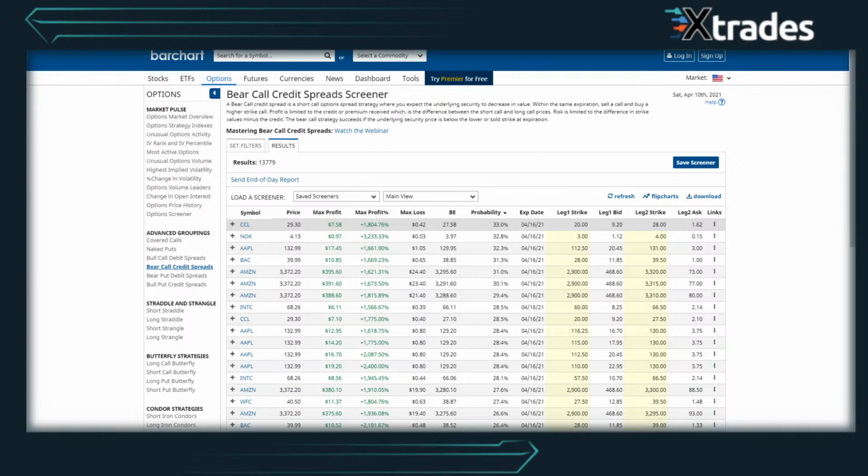I'd rather just get the 28p, and I would just sell to open the 20p, right? Instead of doing it this way. But this is all just preference.